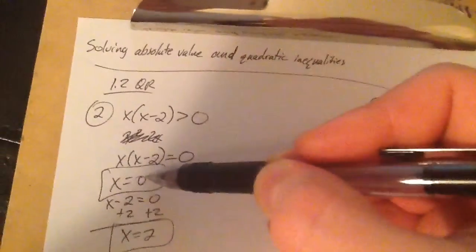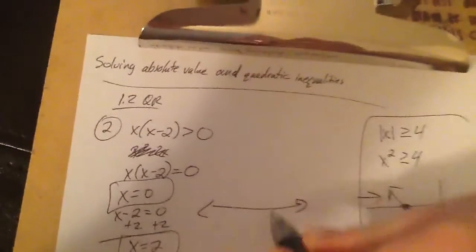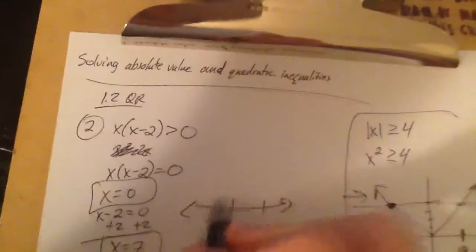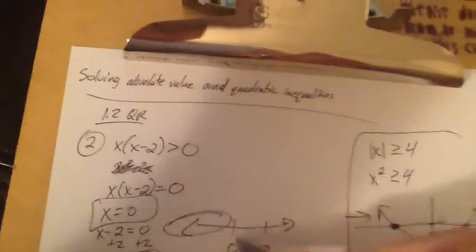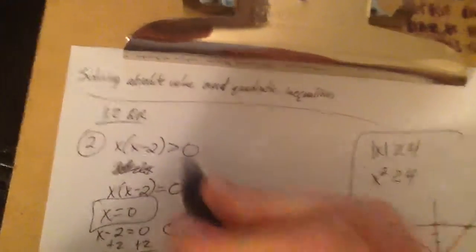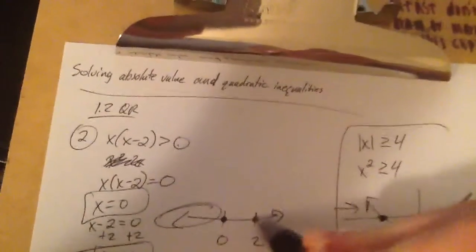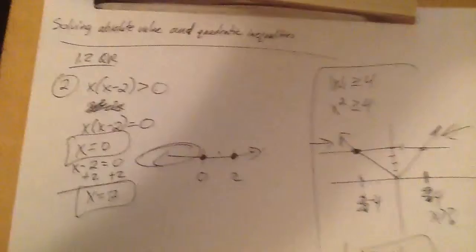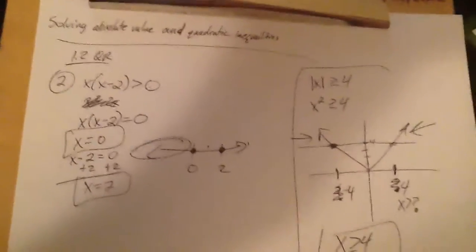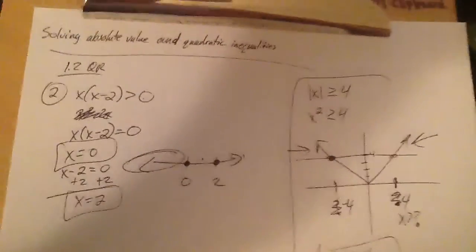This function is either going to be above or below 0. Think about a number line. Here's 0, here's 2. Over here, it's going to be above or below 0. I don't know. When x is 0, it's going to be equal to 0. And when x is 2, it's also going to be equal to 0. So in here, it's going to be above or below, and over here, it's going to be above or below. So now I'm just checking to see what's happening.